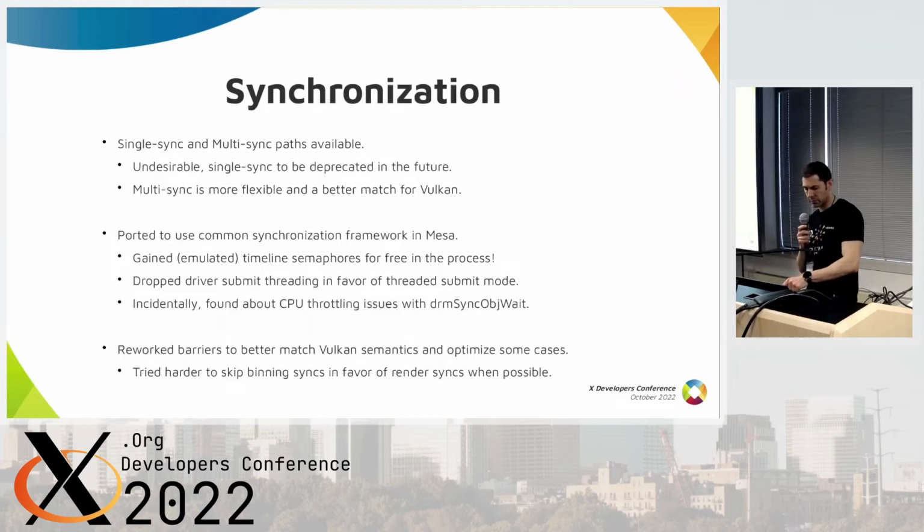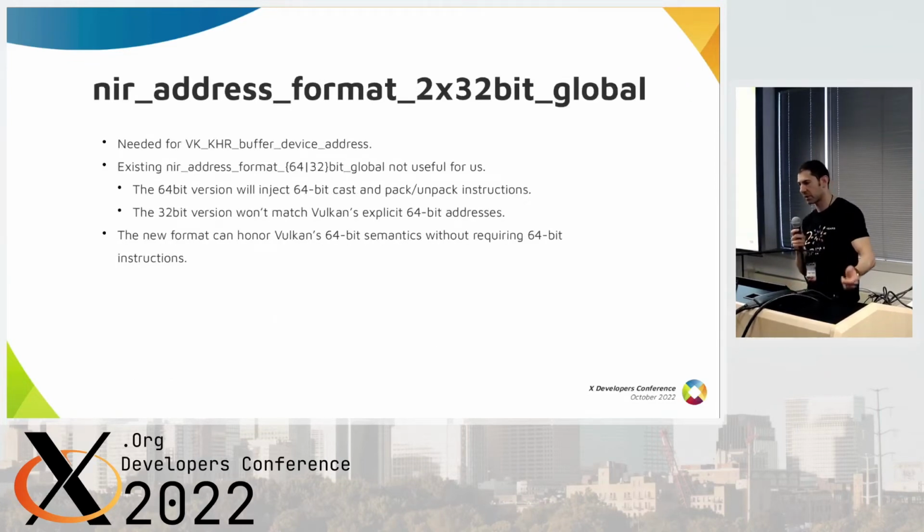Unfortunately, this didn't render significant improvements, but in theory, there may be workloads that get a benefit from that. Another thing we did was we now added a new global address format in here, which is this 2 by 32-bit version, and this was to implement buffer device address for us. This is a feature that allows you to have kind of pointers in shaders.